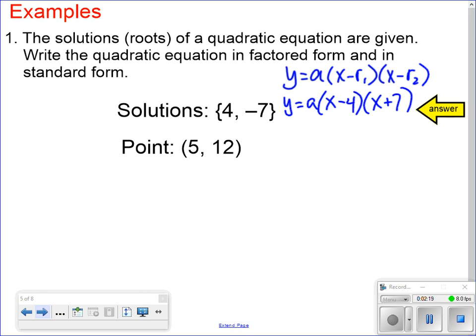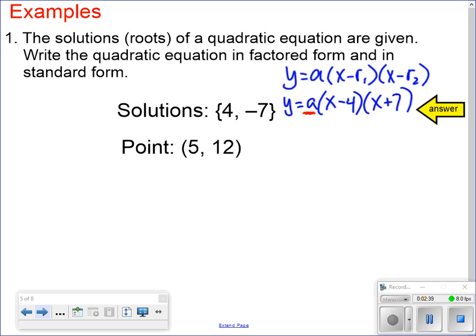Again, that has to do with when I go back and solve it. If I solve x minus 4, I get +4. If I were to solve x plus 7, I would get -7. So you're writing the factors the opposite of the root. Now I need to figure out what a is. We still don't know what this value is, if it's 1 or if it's another number.